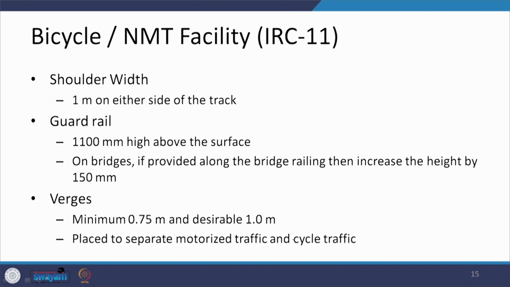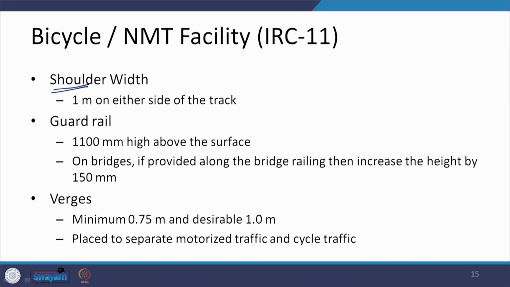Now, when we are talking about a track which is segregated in nature, it is always good that we provide a shoulder on the side of it. And when we are talking about this shoulder, then it should be 1 meter on either side of the track. Then, as we said, the height of the bicycle is 1200 mm. So, to make safe movements, at least 1100 mm height should be there above the surface, which can be any type of surface being provided.